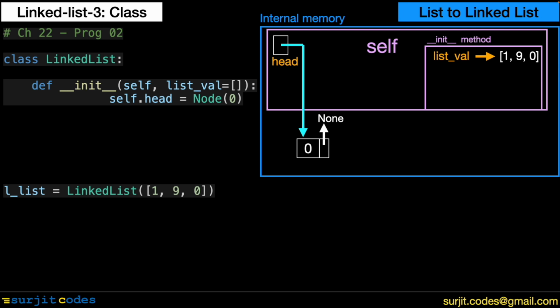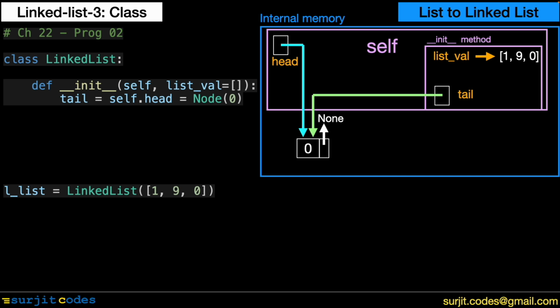Prefix self dot has been used to make head an attribute of the class. This means that the head is not a local variable of init method. We save it in tail also, which is a local variable of init.